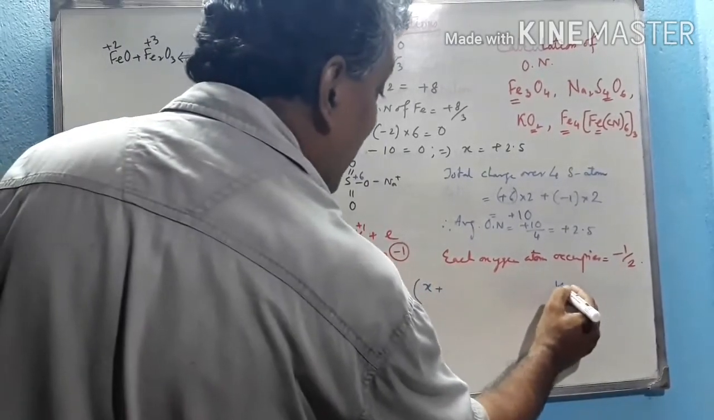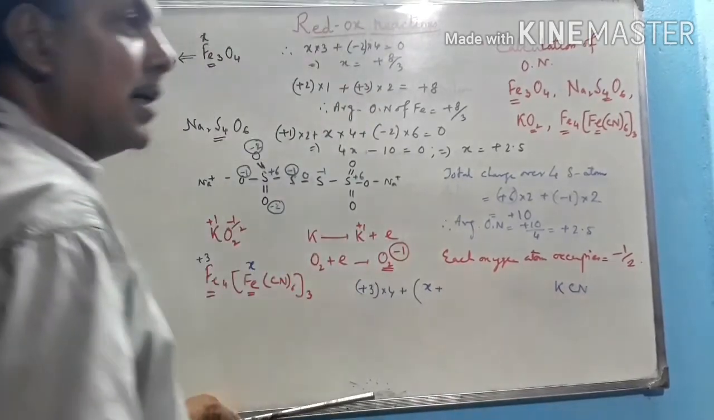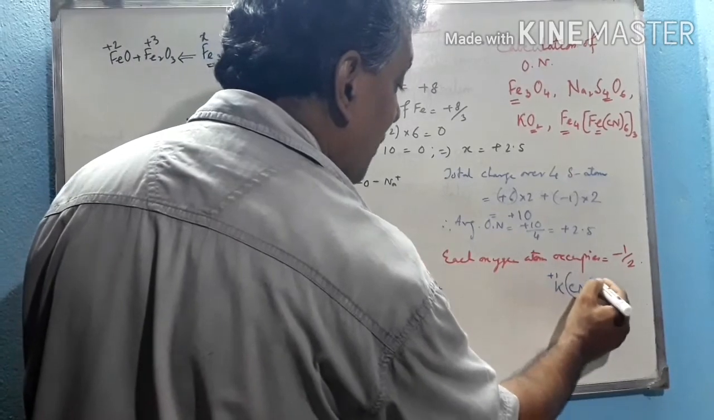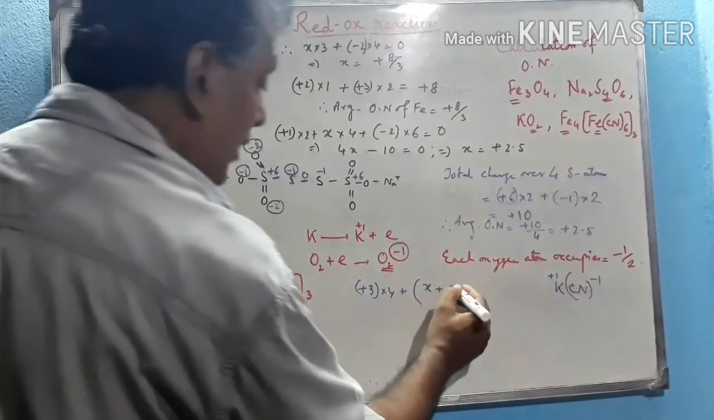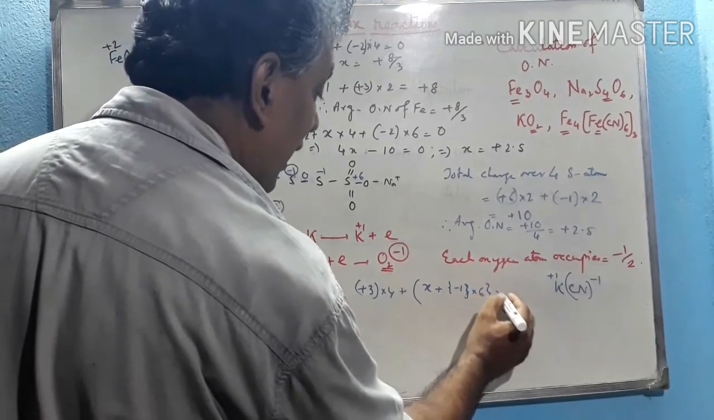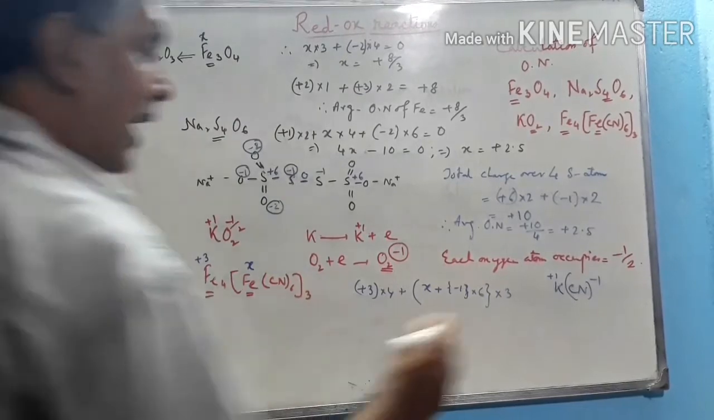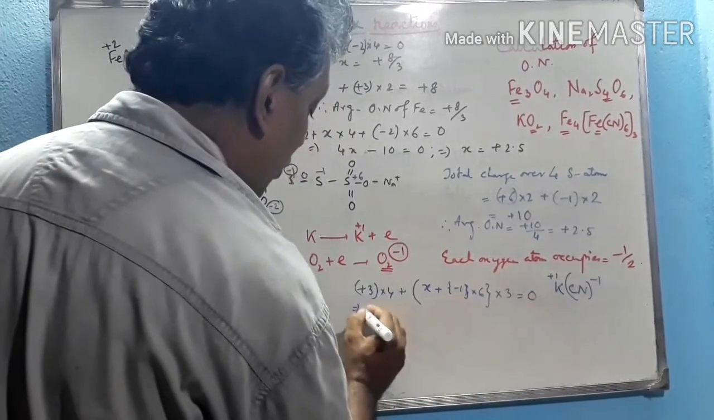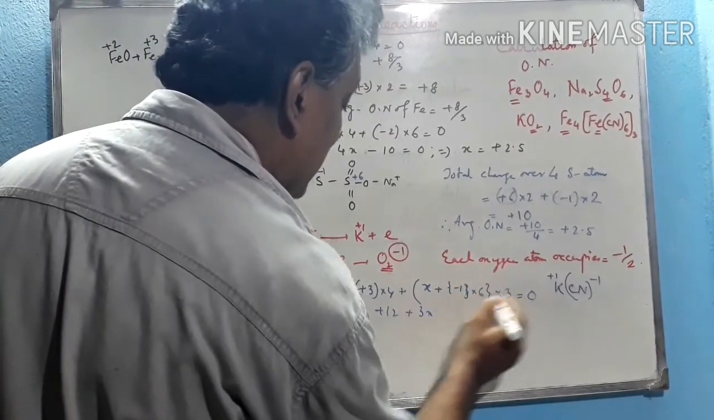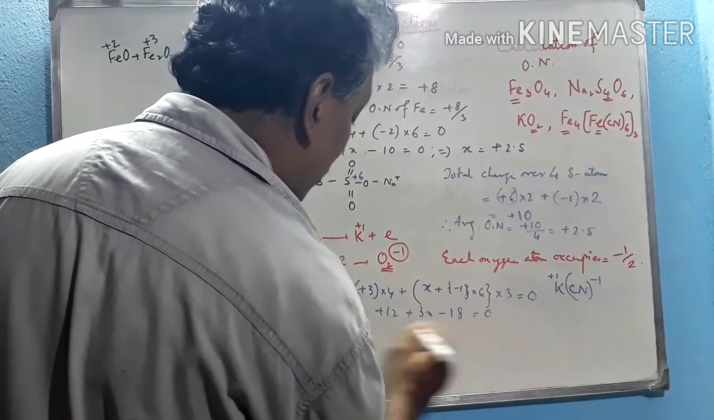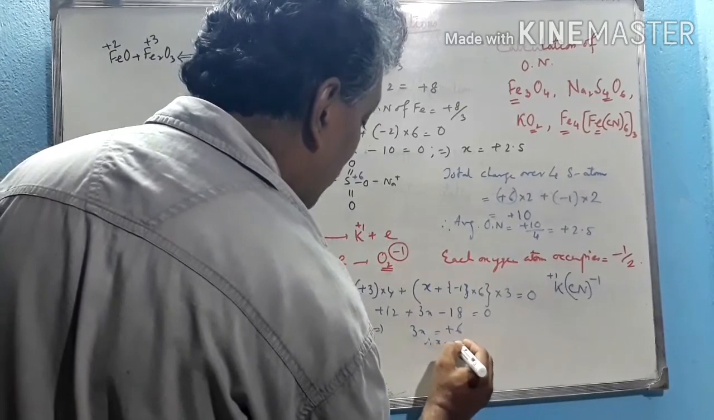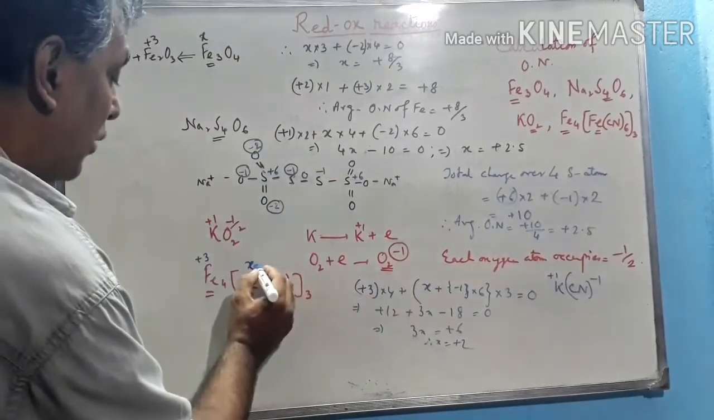How can we calculate the oxidation number of cyanide? Say this is the stable compound of cyanide, potassium cyanide. It is +1, so overall charge will be -1. Cyanide is -1. Therefore it becomes -1 into 6 into whole 3, because there are 3 such radicals. Overall becomes 0. So +12 plus 3 into x, that means 3x, -6 into 3, -18 equal to 0. Therefore 3x equal to +6. So x equal to +2. So this iron is equal to +2.